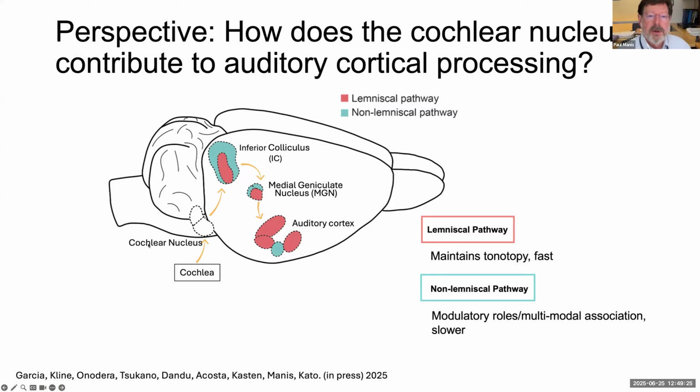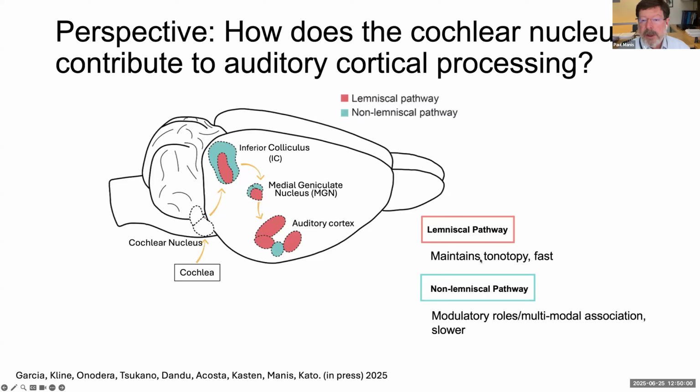But I wanted to give you a little bit of a view of the pathway and what contributes to a particular phenomenon that was observed in the cortex. So normally we think of the auditory cortex as receiving inputs from the auditory system as having a lemniscal pathway, which goes from the cochlear nucleus to the central nucleus of the inferior colliculus, to the ventral division of the medial geniculate, and into the primary auditory cortical areas, A1, A2, and the anterior auditory field.